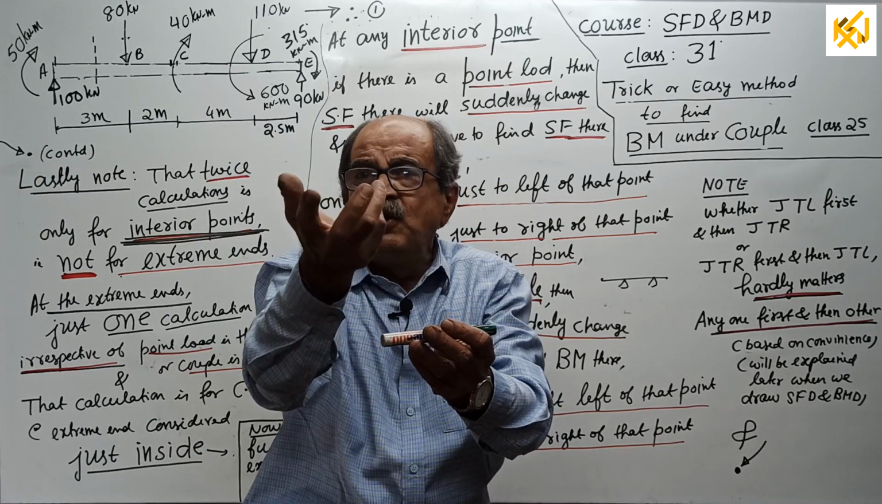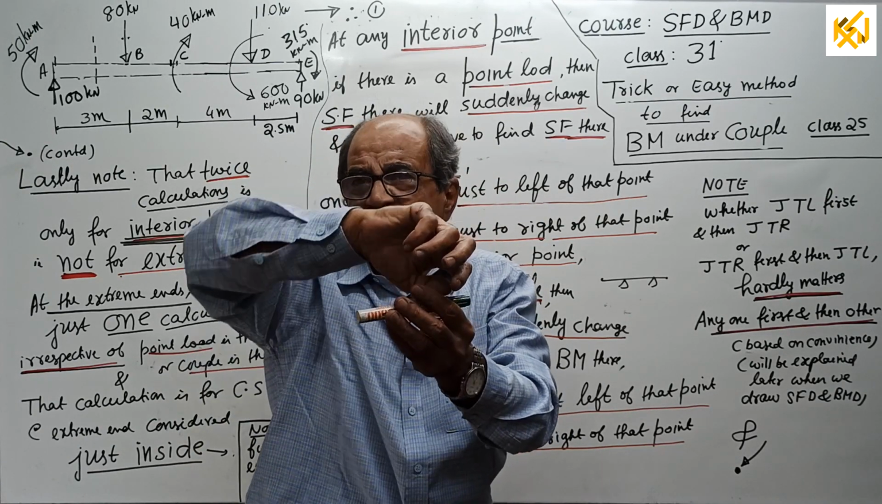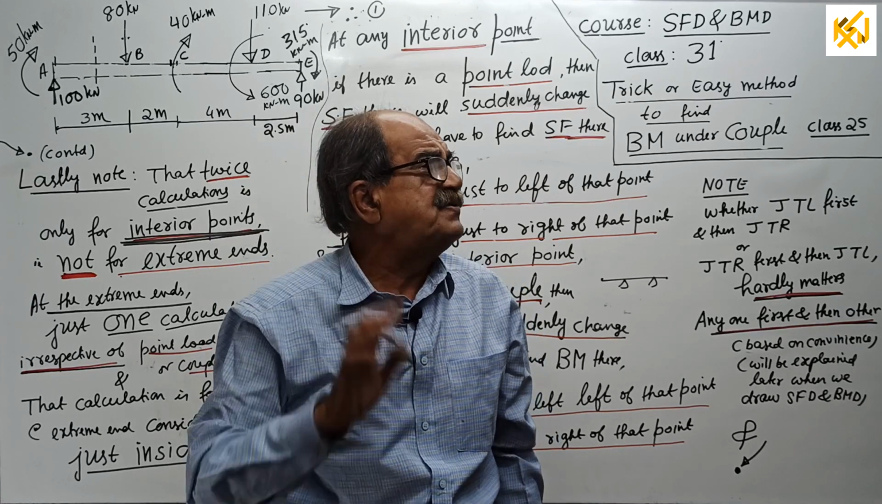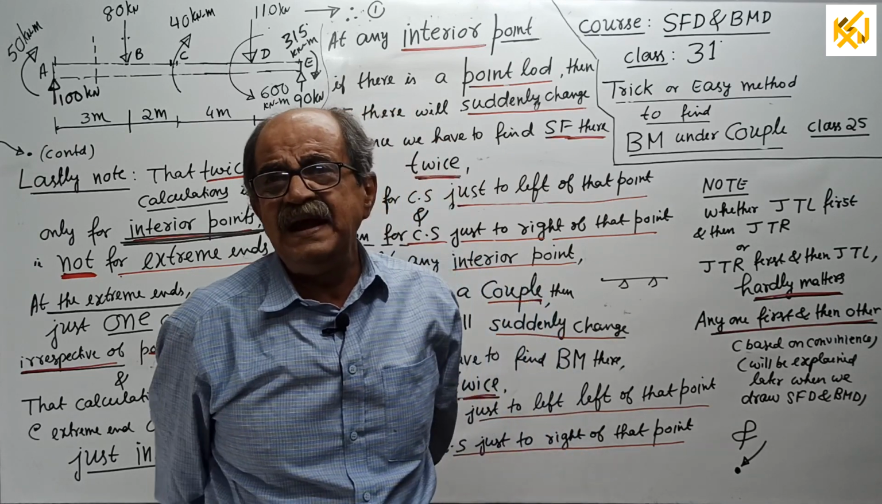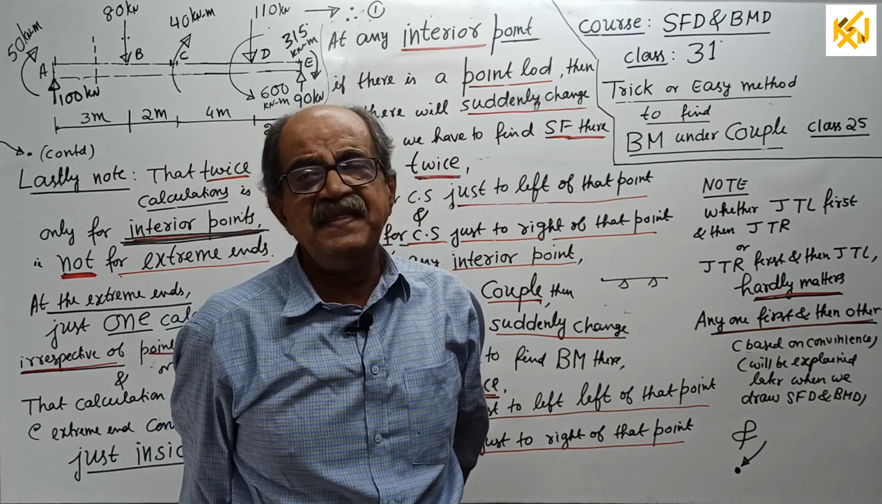If a couple is there, by hand only you can make it out. If a couple is there, how is the couple? No problem. If a couple is there, bending moment is found twice: once just to the left side, once just to the right side. Whichever you want, you can find first, then find the other one.